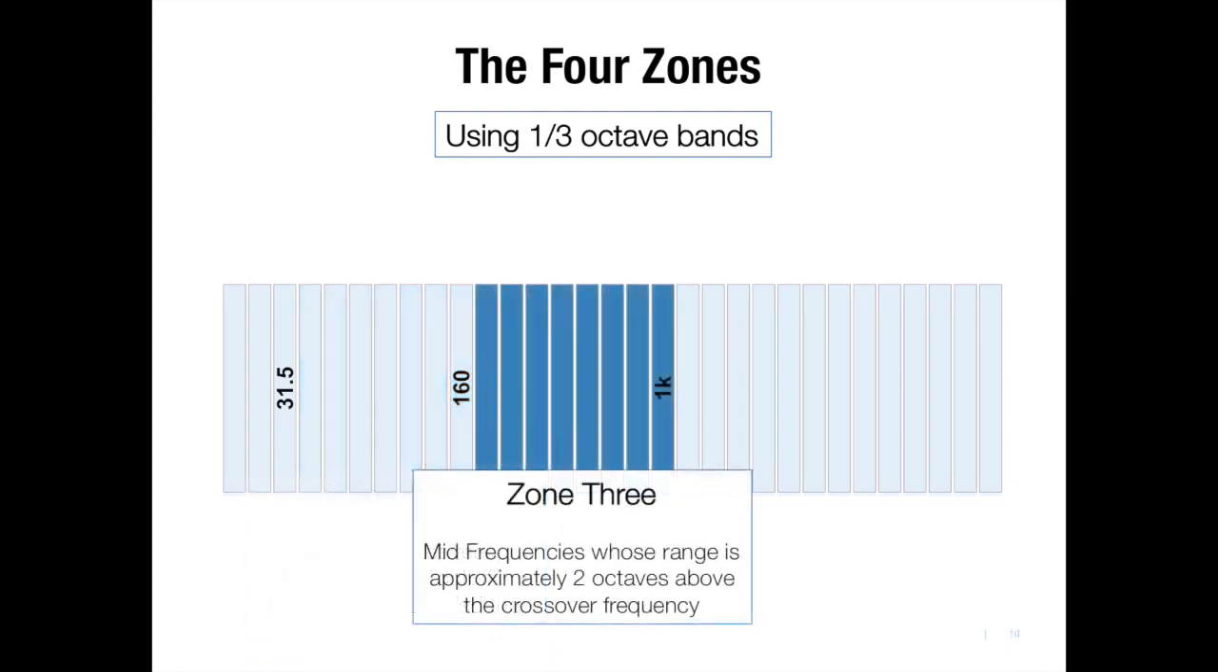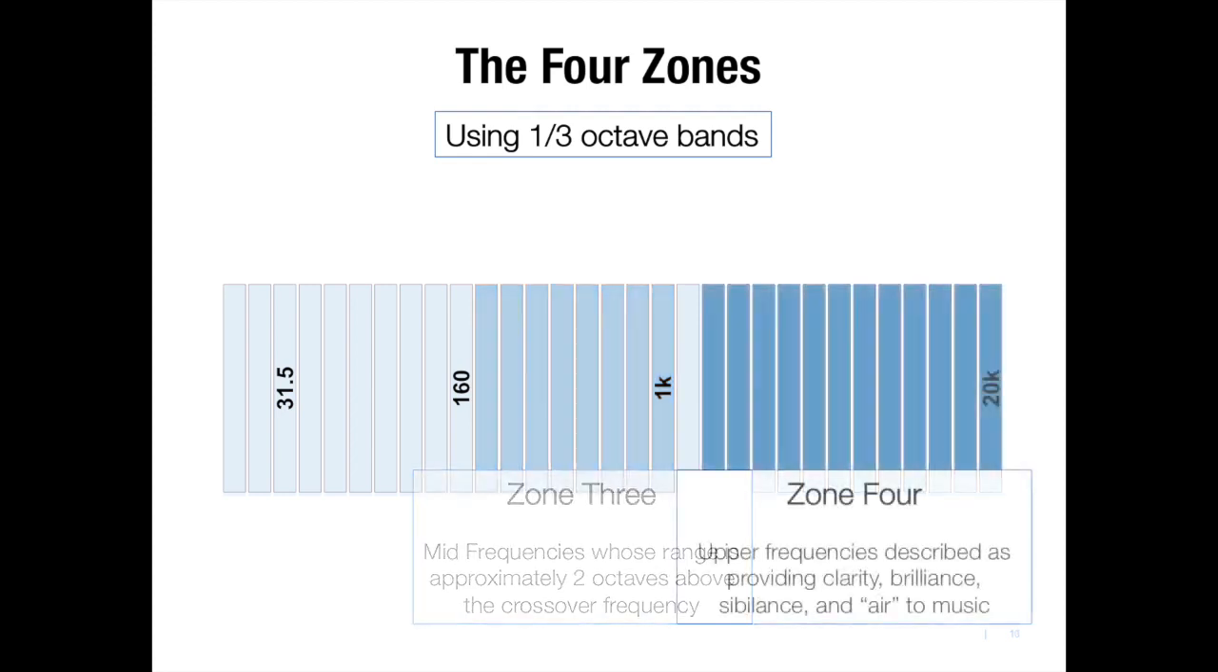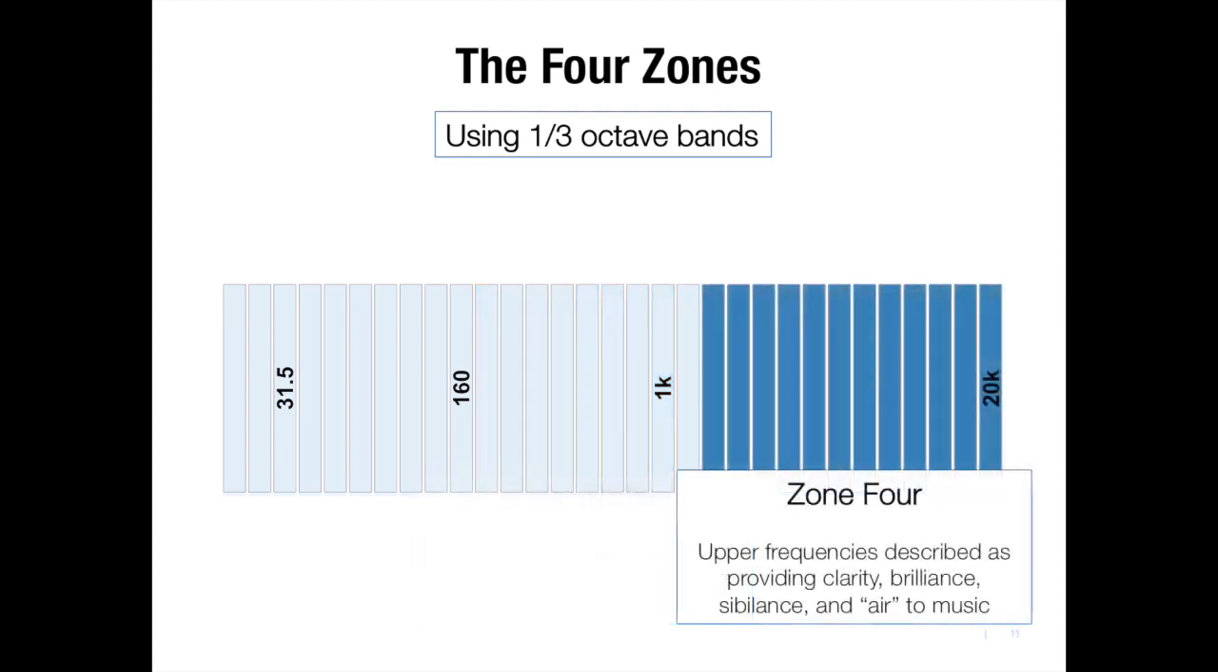Now, the third zone is comprised of the mid-frequencies, approximately 2 octaves above that crossover frequency for the room, and in my case, I'm considering between 200 and 1,000 hertz. And the fourth zone makes up the remainder of audible high frequencies. For me, I'm putting that area between 1K and 20K.